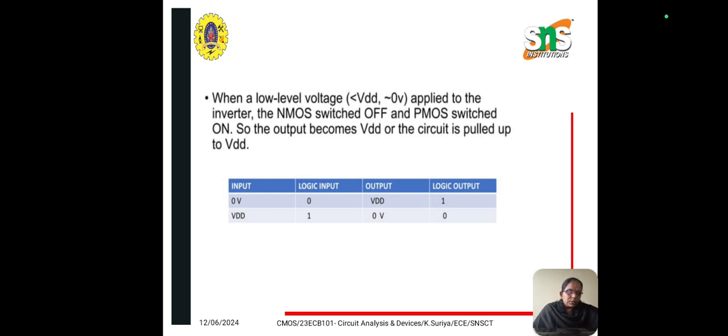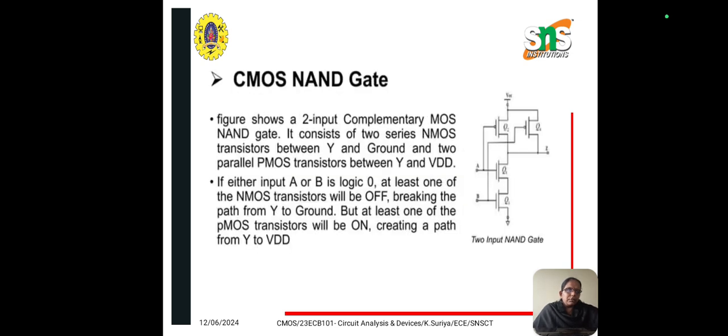So when input is 0 volts, the logic input is also 0. So output will be VDD and logic output will be 1. When the input is VDD, logical input will be 1, output will be 0. So the logical output will be 0. So when input is 1, output will be 0. When input is 0, output will be 1. This is the case of an inverter.